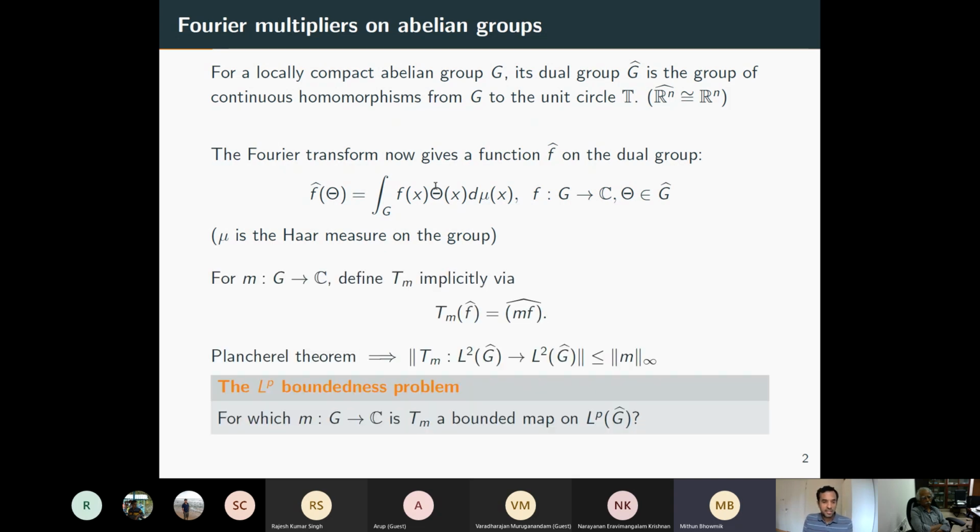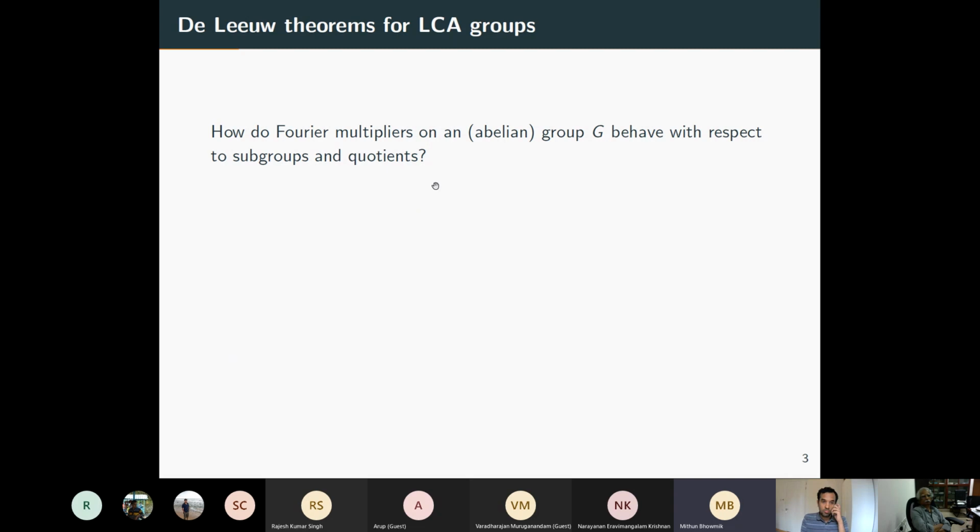Now you can do precisely the same thing. You can define a Fourier multiplier operator. You can ask for a Plancherel theorem, and there's an LP boundedness problem, which is for which M is this going to give a bounded map. But really, what if we want to go from the abelian case to the non-abelian case, right? Okay, I'll come to that in a little bit.